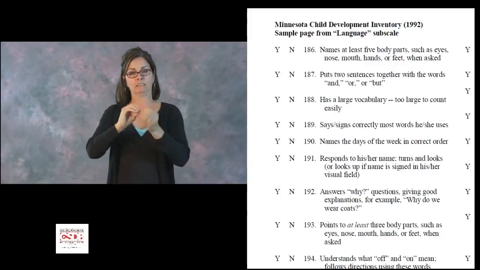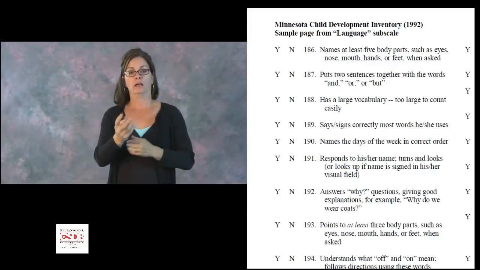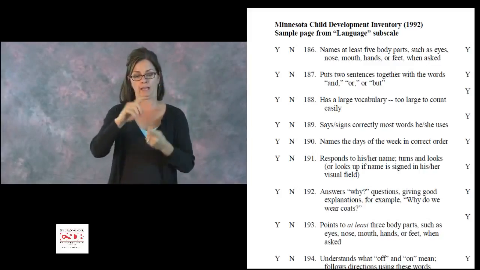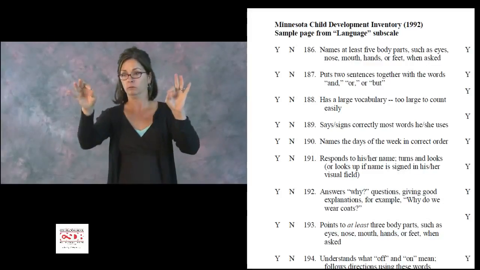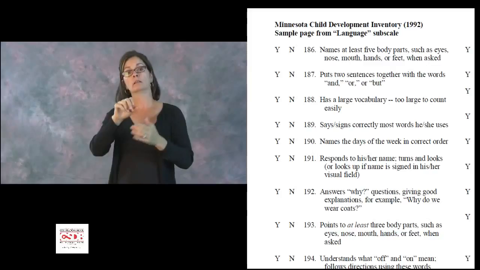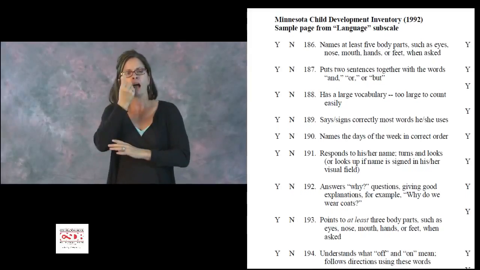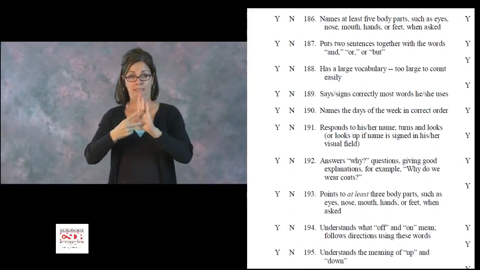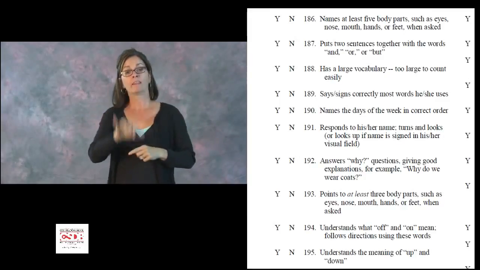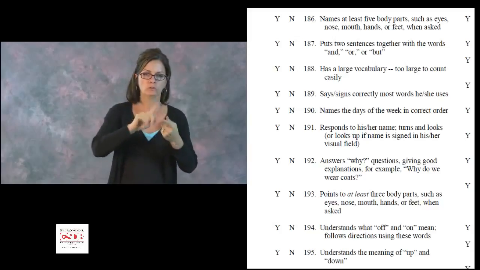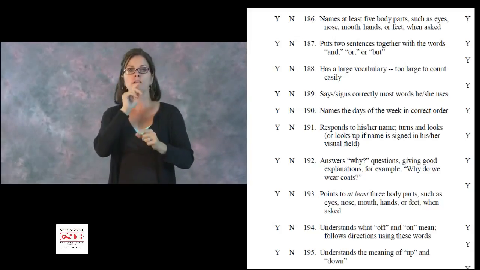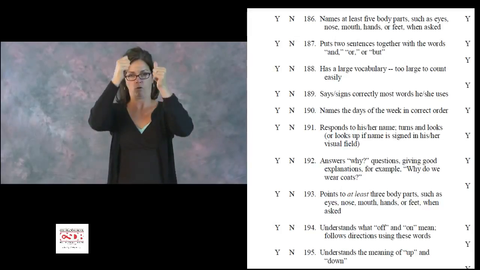Puts two sentences together with the words and, or but. And then if we look down to item 194, understands what off and on mean and follows directions using these words, that would be an item that would be appropriate in the birth to three phase. Parents would go through the entire assessment, answering yes or no to each of the individual items.